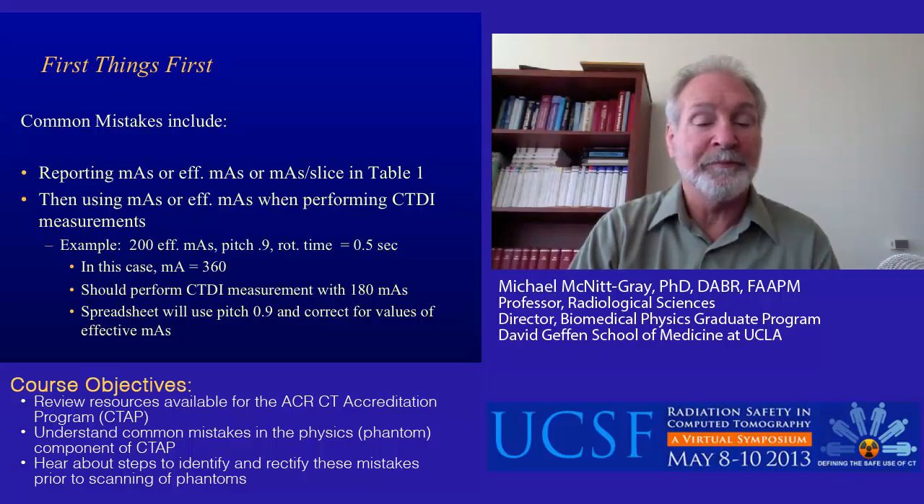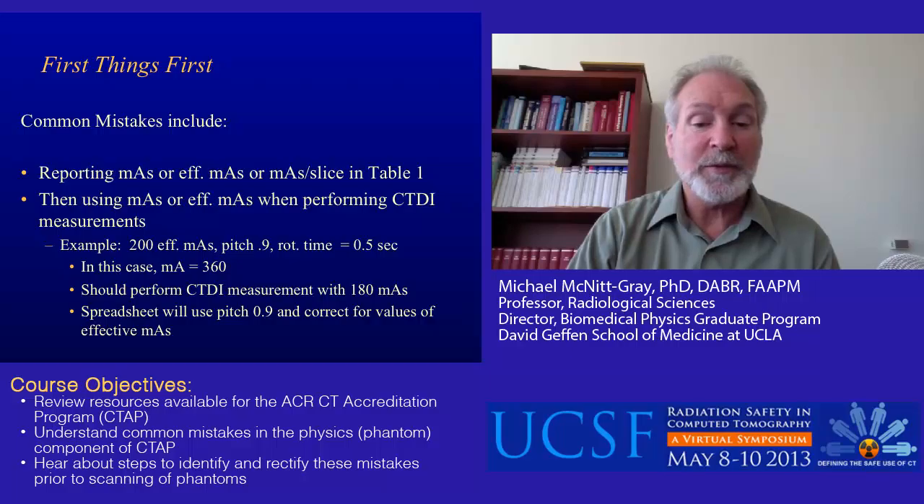For example, if the scanner is a Siemens scanner and uses 200 effective mAs, and for example a pitch of 0.9 and a rotation time of 0.5 seconds, if you use the equation on the previous slide, you can calculate the mA to be 360. When the scan is done for CTDI measurement, that CTDI measurement should be done with 360 mA, 0.5 second, or 180 mAs because it's a single axial scan.